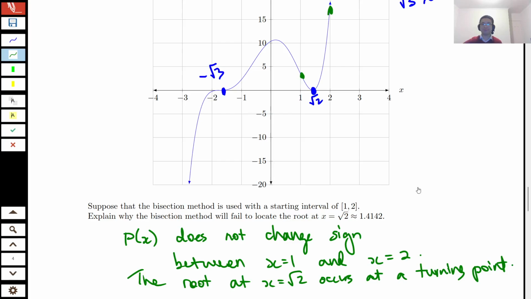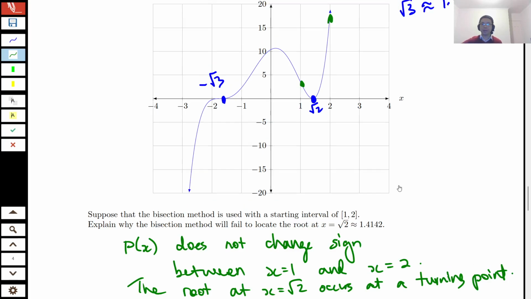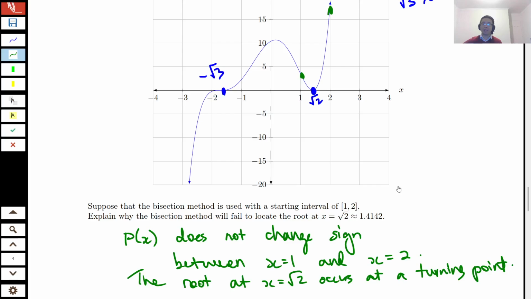All right. So the bisection method is very, very useful for the situations where it is applicable. It is not applicable in this situation. So if you've got a turning point on the x-axis and you're trying to find that root, you're going to need a different algorithm.